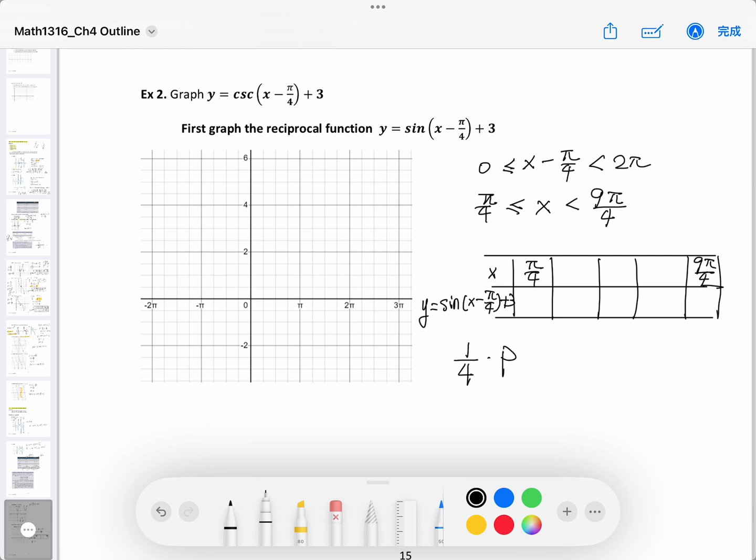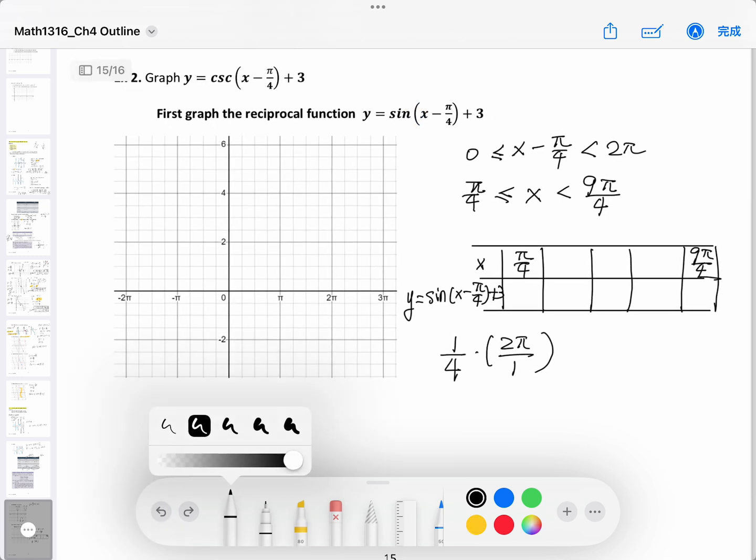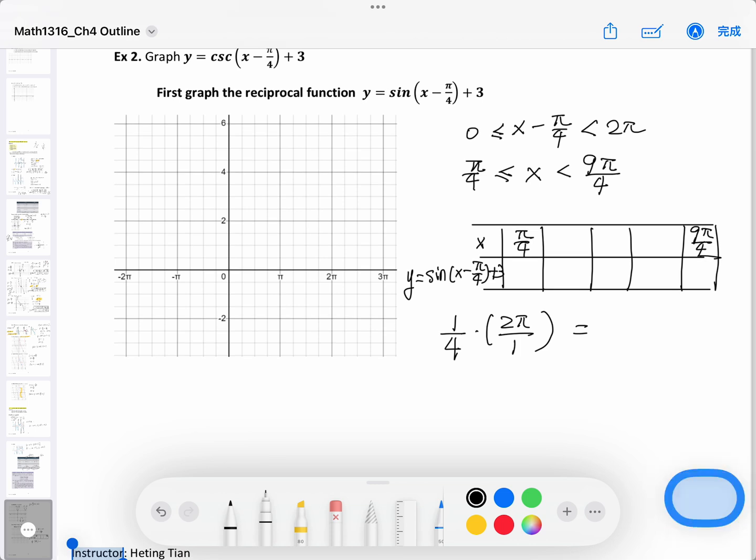So the period p is equal to 2 pi over b. In this question, b is 1. b is the coefficient in front of the x. So we can evaluate this is equal to pi over 2. So based on the first one, pi over 4, we plus pi over 2, we are going to have 3 pi over 4, plus pi over 2, 5 pi over 4, plus pi over 2, 7 pi over 4.